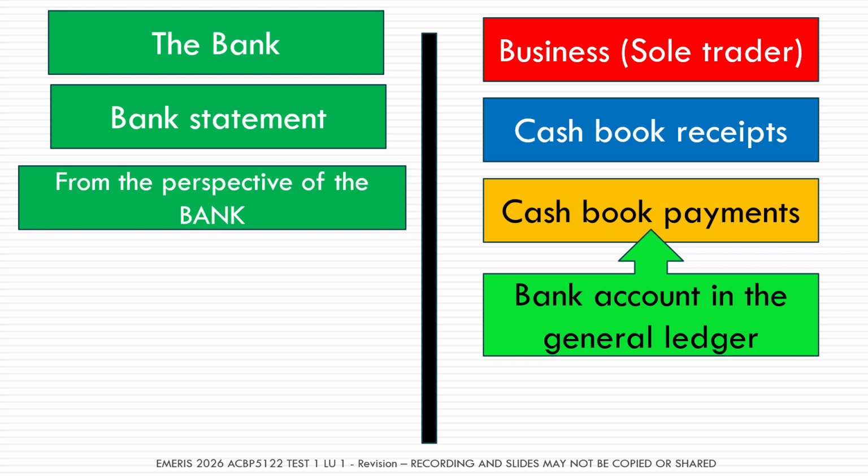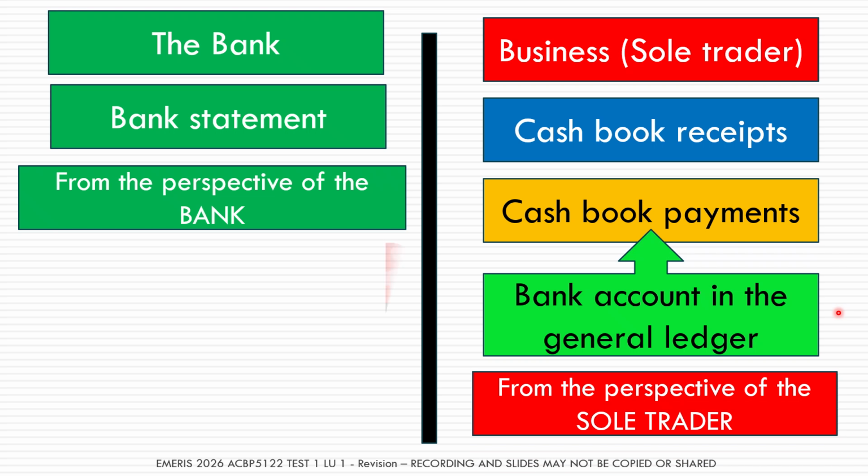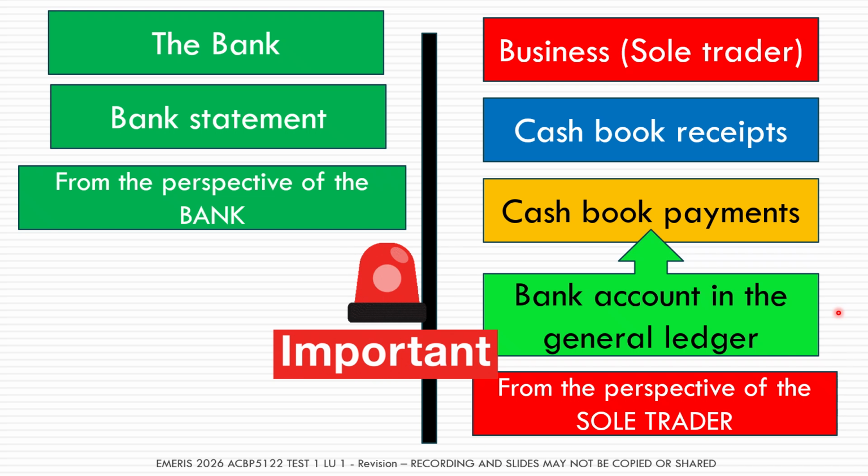So let's just make sure you got that point. So the bank prepares the bank statement, and they prepare the bank statement by recording all the transactions from their viewpoint. The business or the sole trader prepares the cash books and the general ledger, and they prepare these cash books and the general ledger from the perspective of the business or the sole trader.